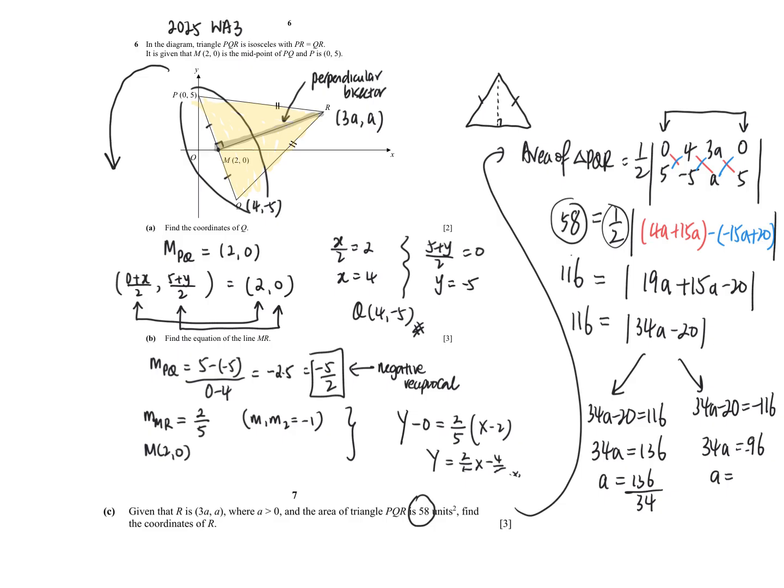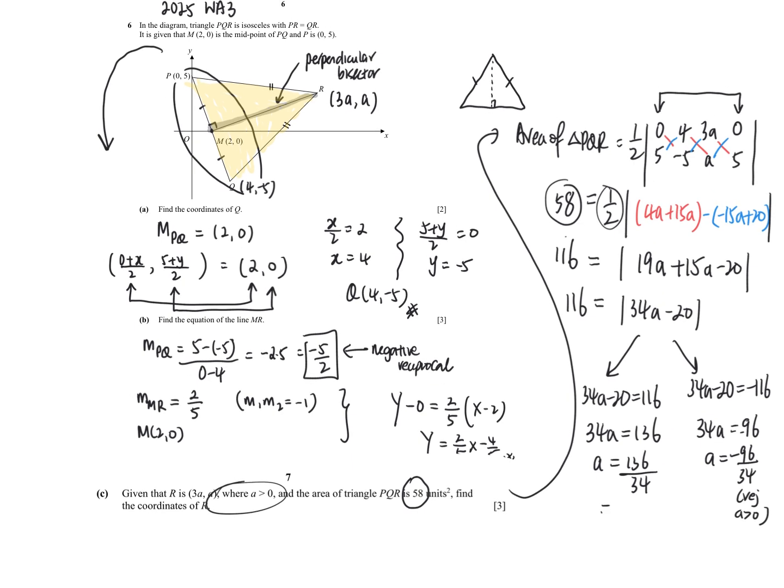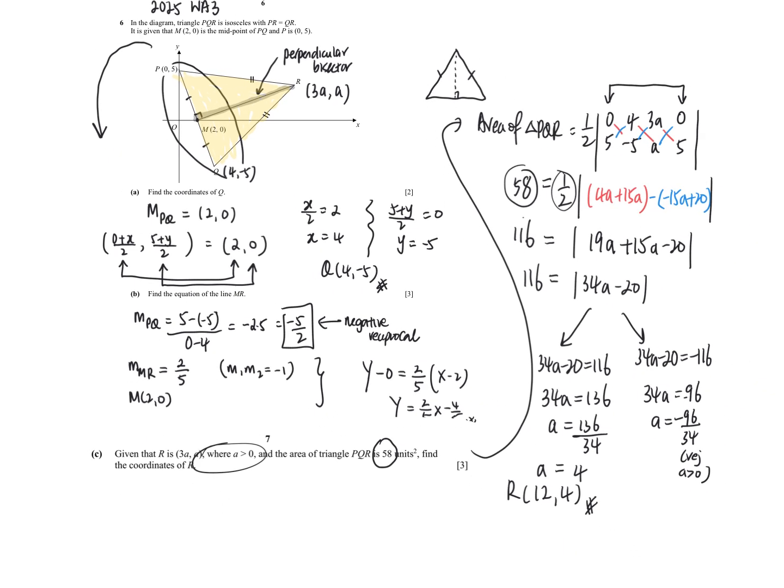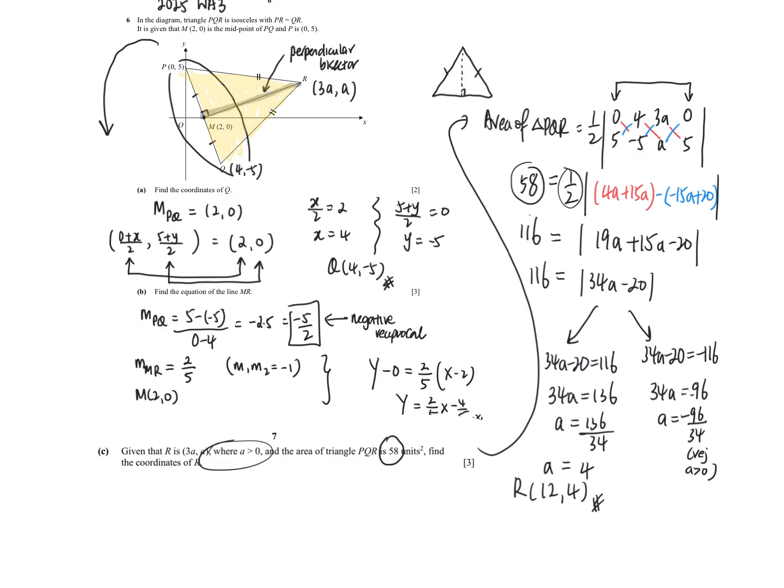But this one you will reject. Did they tell you something? They tell you A is positive. So this one you will reject because A is positive, so you don't need to evaluate. What is 136 divided by 34? 4. Oh, nice. So A is 4 means R is (12, 4). Once you solve for the coordinate, then 3 marks will be yours. Oh no, 2 marks only, stingy. Oh no, 3.